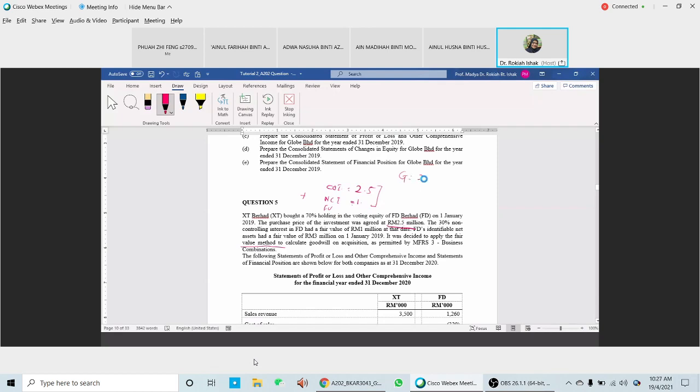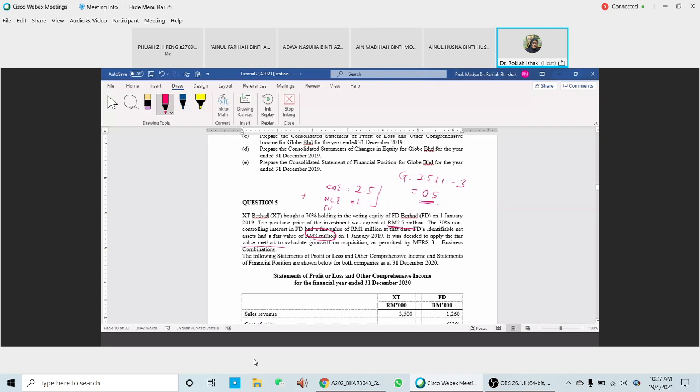So we're going to have 2.5 plus 1. And then net identifiable asset is already given here, it's 3 million, minus 3. So you're going to have 3.5 minus 3, which is 0.5 or 500 as goodwill. So the goodwill here will be 500.